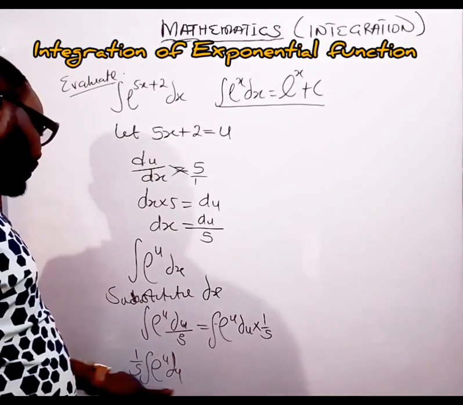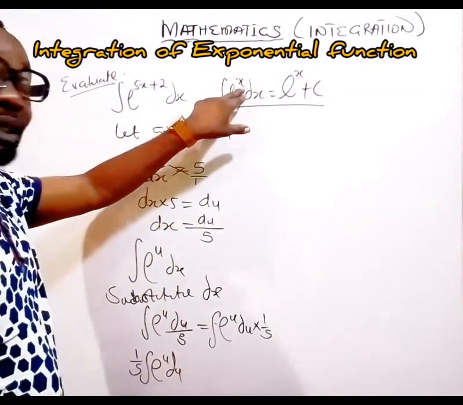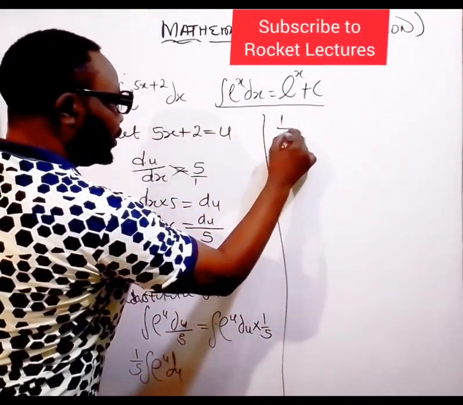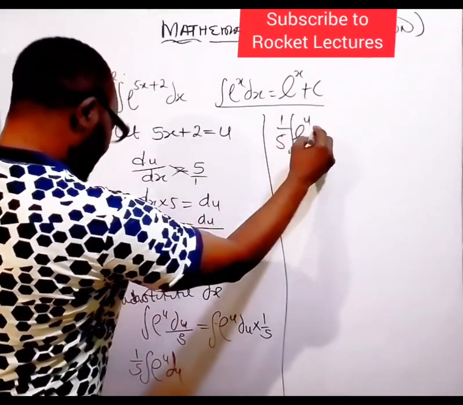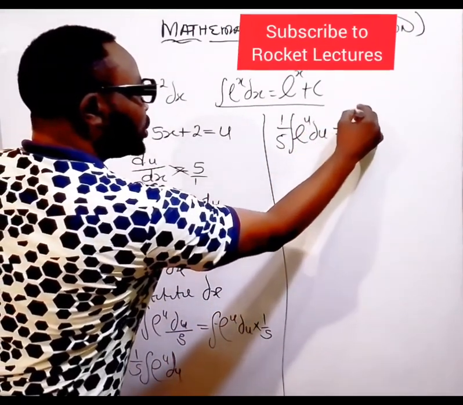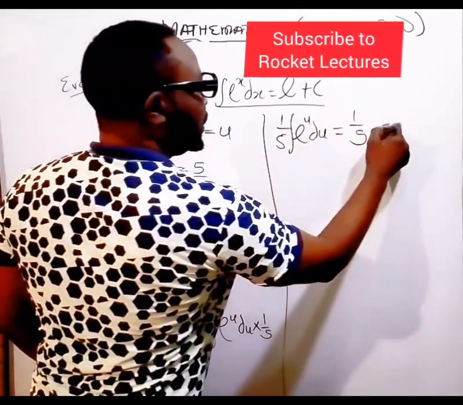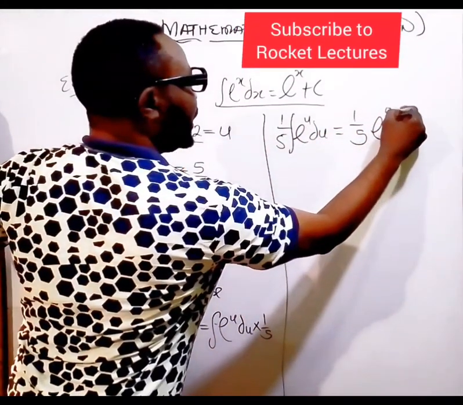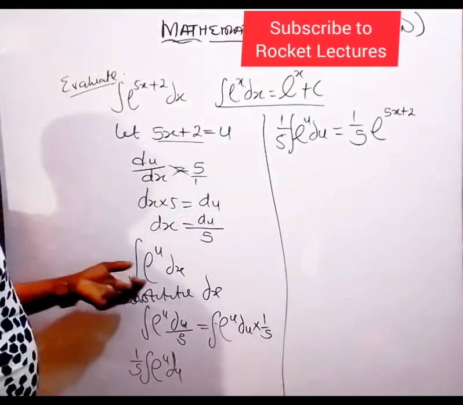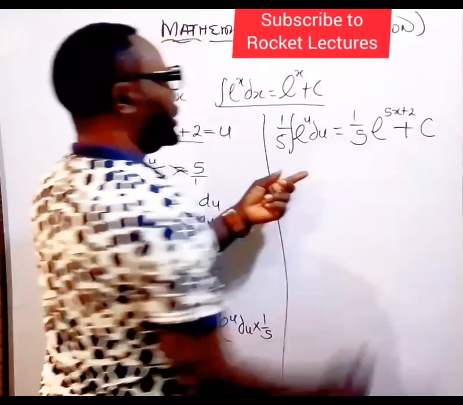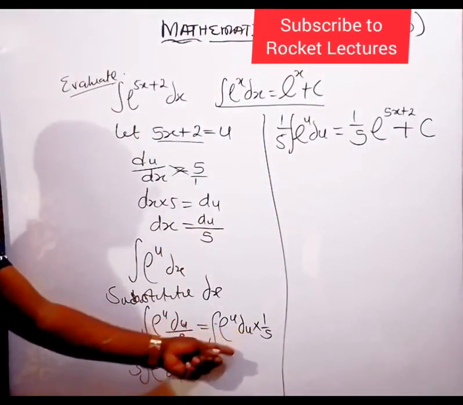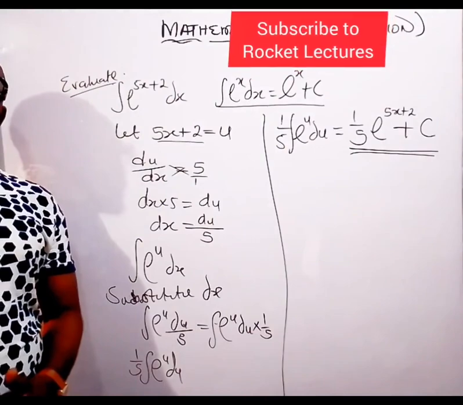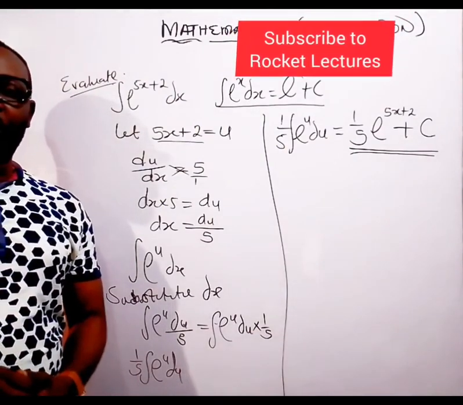Don't forget, we have been able to achieve our integral of exponential u du, which is likewise the integral of exponential x dx. So we can now say that 1 over 5 integral of exponential u du will be equal to 1 over 5 exponential, what is the value of our u? That's 5x plus 2. So 1 over 5 exponential 5x plus 2 plus c. So that is the integration of this expression. I would like you to stay tuned for the next question.